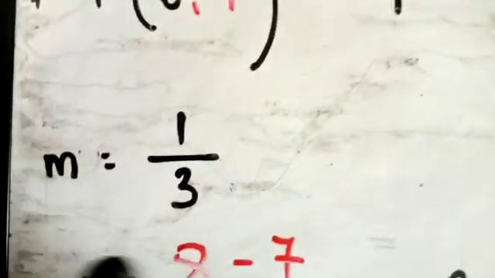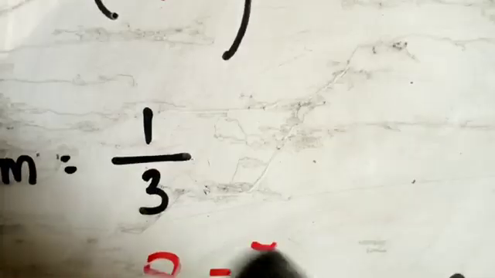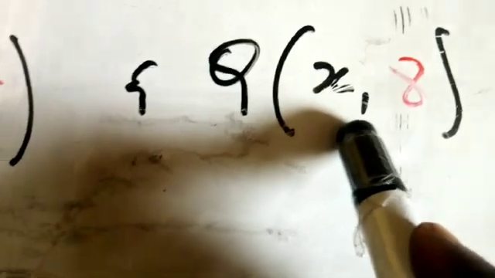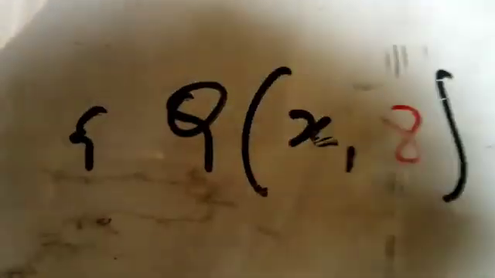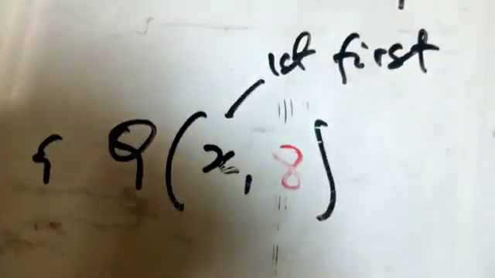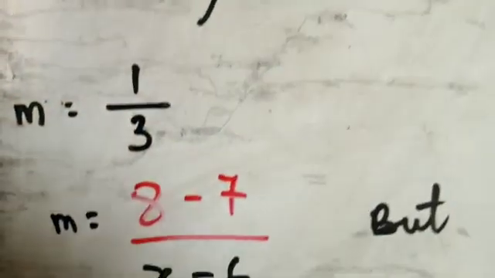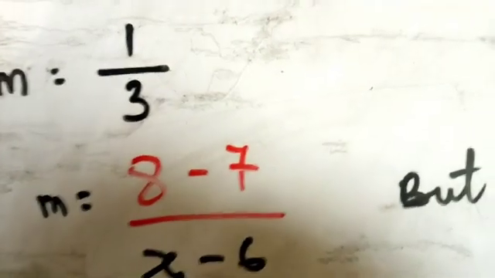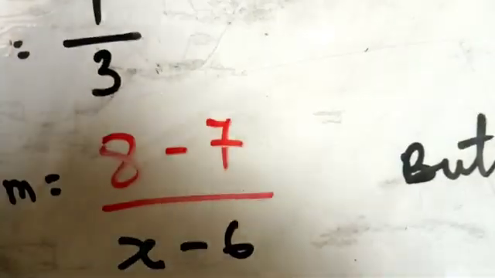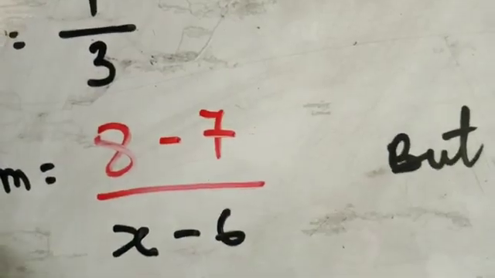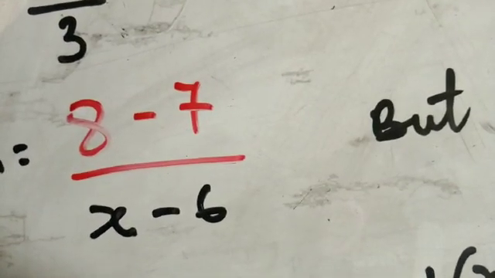They say you should find the gradient, or rather you are given the gradient from the question to be 1/3, and they say you should find the value of this x here. Is that okay? So by my assumption, this should be the first name of the second point. How do you do that? We know that the gradient of any 2 points is given by y2 minus y1 divided by x2 minus x1. So that's the difference in the surname divided by the difference in the first name.